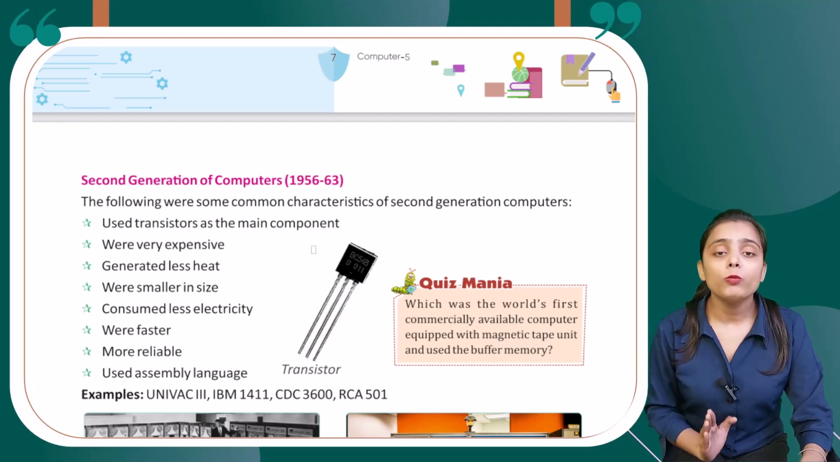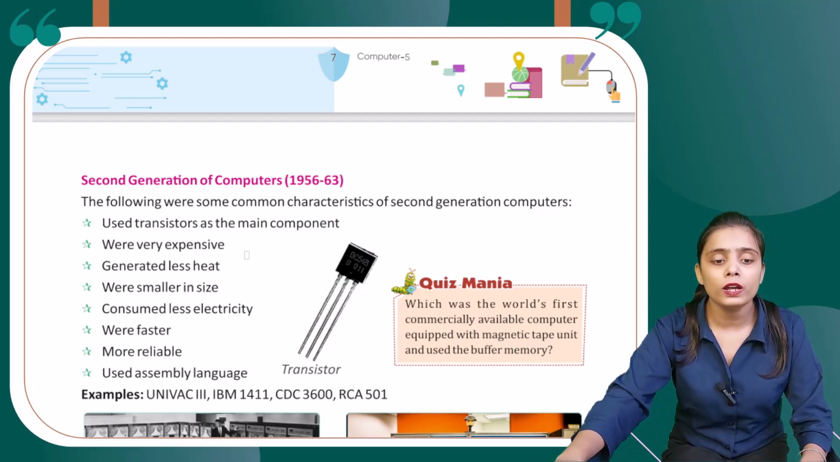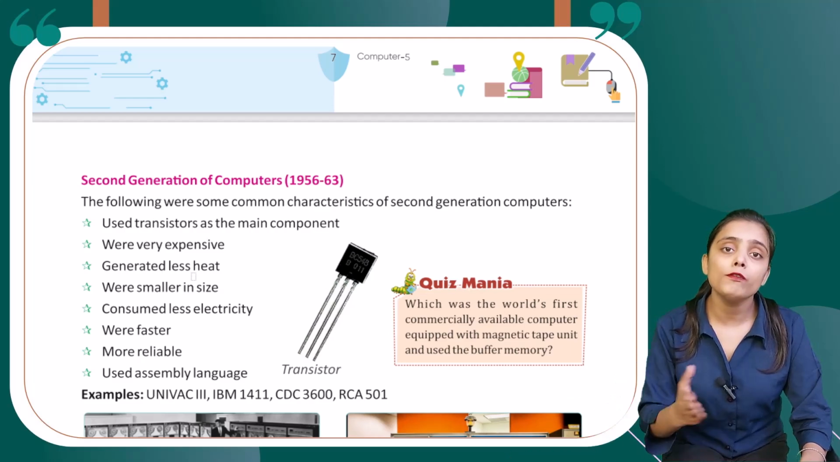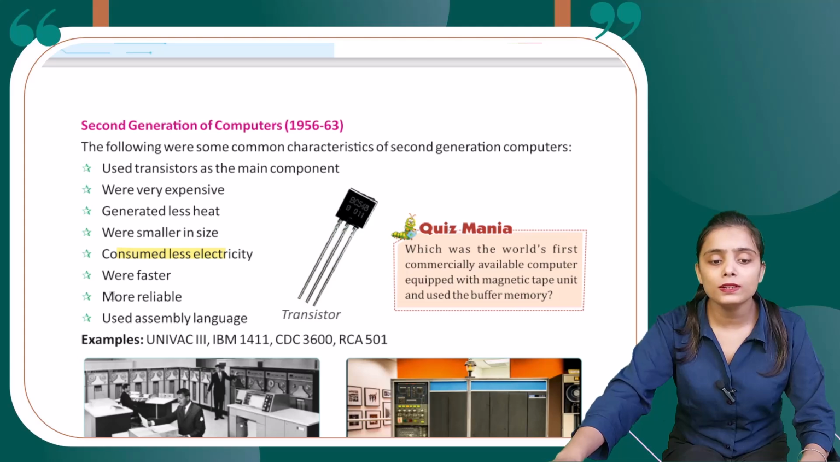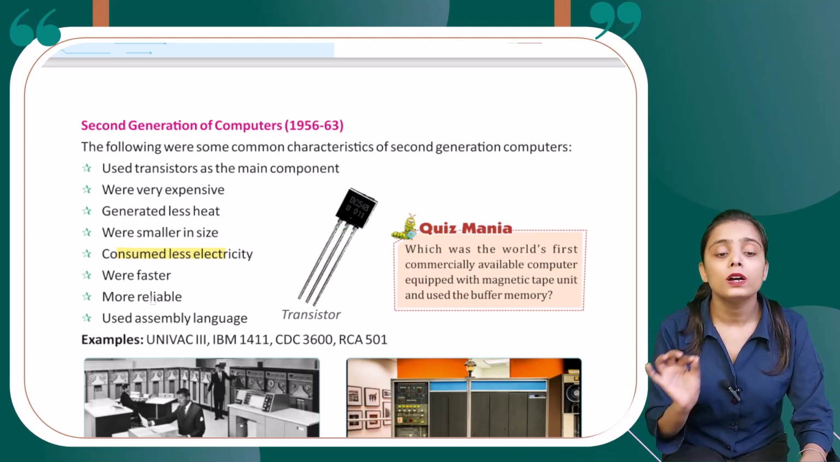Now वैक्यूम ट्यूब को रिमूव कर दिया गया था और यहाँ पे ट्रांजिस्टर्स का यूज किया गया था, and they were also very expensive. Generated less heat as compared to first generation, and were also smaller in size, consumed less electricity, were faster, more reliable and used assembly language.